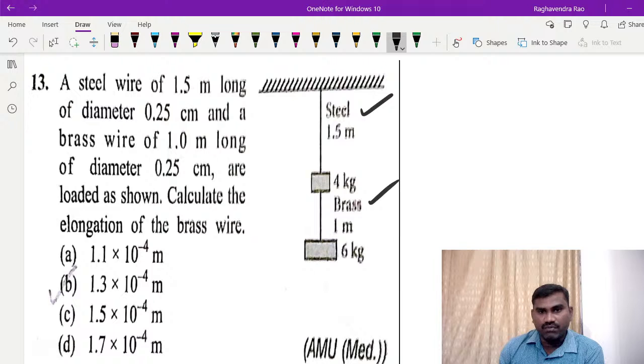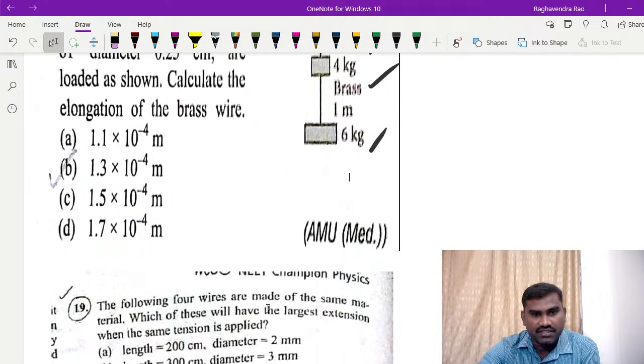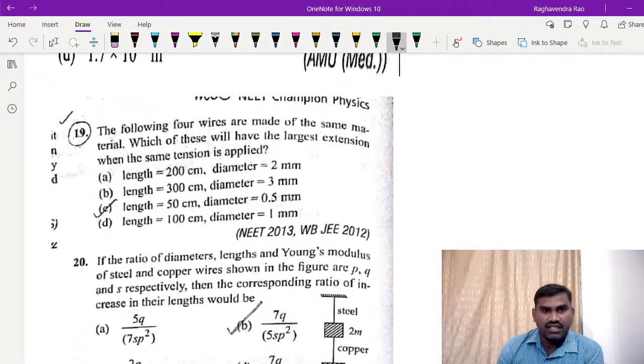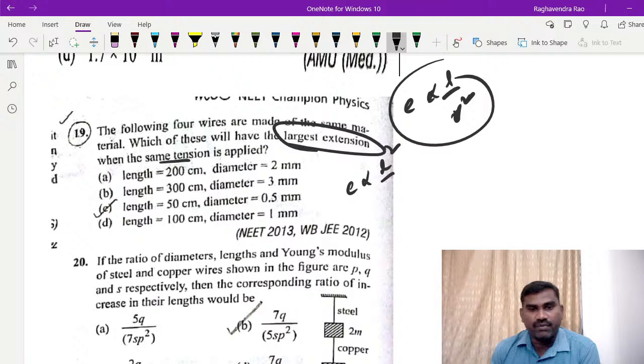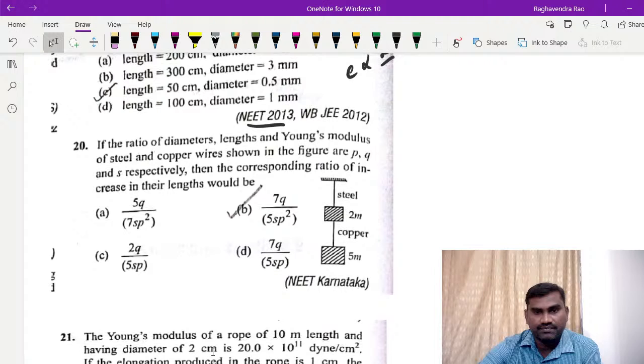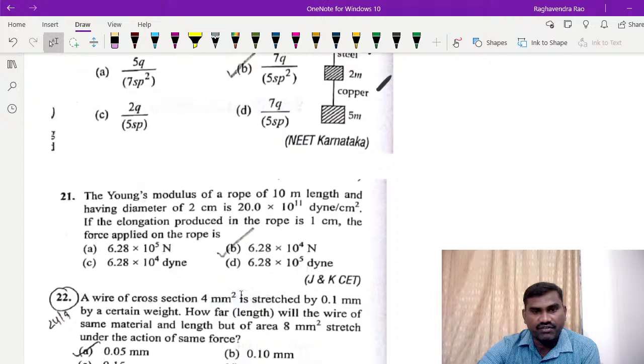Steel wire and brass wire, 4 kg and 8 kg. Lengths are given, length ratio, diameter given. Find, with the same tension applied, which of these will have the largest extension? So elongation is proportional to L by r square, L by r square. So it is the same model we already discussed. This is a NEET 2013 question. So steel, copper wire, as usual, in the way we discussed, we need to practice.